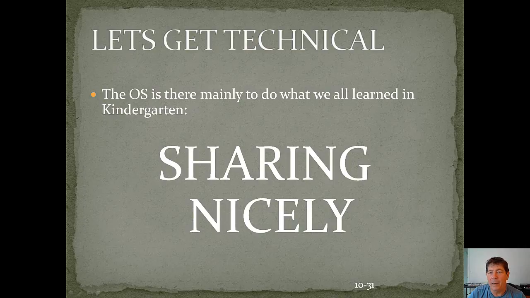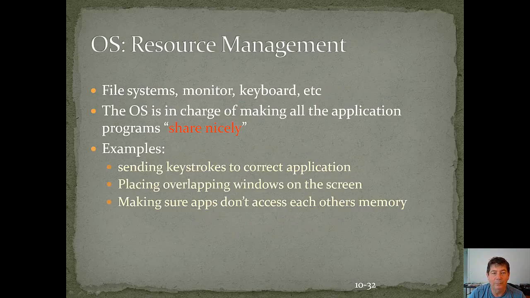So the OS is there mainly to do what we all learned about in kindergarten: sharing nicely. Remember, we've already talked about that the kernel has to be reentrant. So what the OS does is it manages the traffic between the application software and the actual kernel. So file systems, the monitor, the keyboard, the mouse, etc. The OS is in charge of making all the application programs share nicely. It gives all the application programs a way to talk to these subsystems in a really nice way where they're not going to bump into each other.